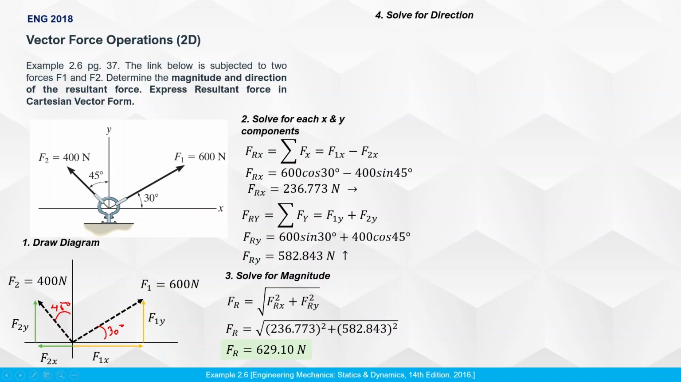And of course, from here, meron ka na yung x and y component ng force resultant natin. You can now simply get yung direction, which is simply the tangent inverse of the y component of your force resultant divided by its x component. You will get 67.9 degrees.